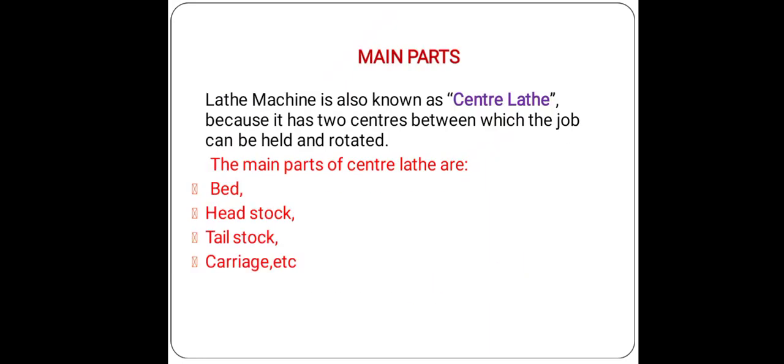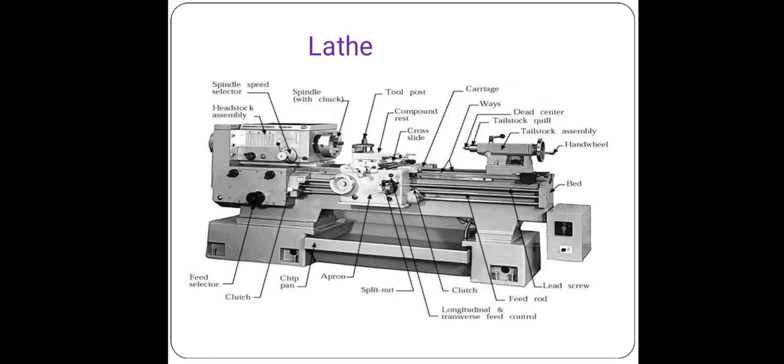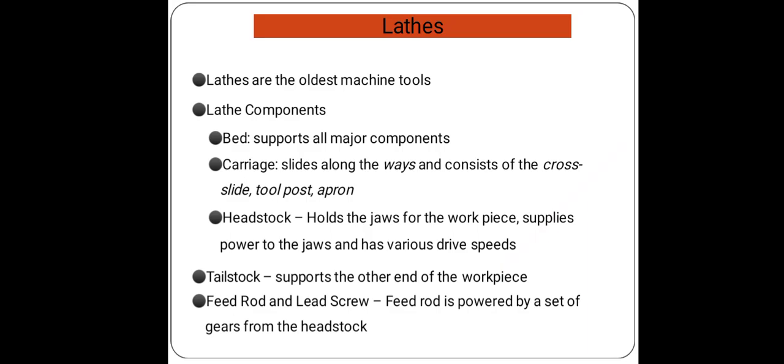Main parts of the lathe. The lathe machine is also known as the center lathe because it has two centers between which the job can be held and rotated. The main parts of the center lathe are bed, headstock, tailstock and carriage. This is the entire view of the lathe. So lathe components are mainly bed, carriage, headstock, tailstock.